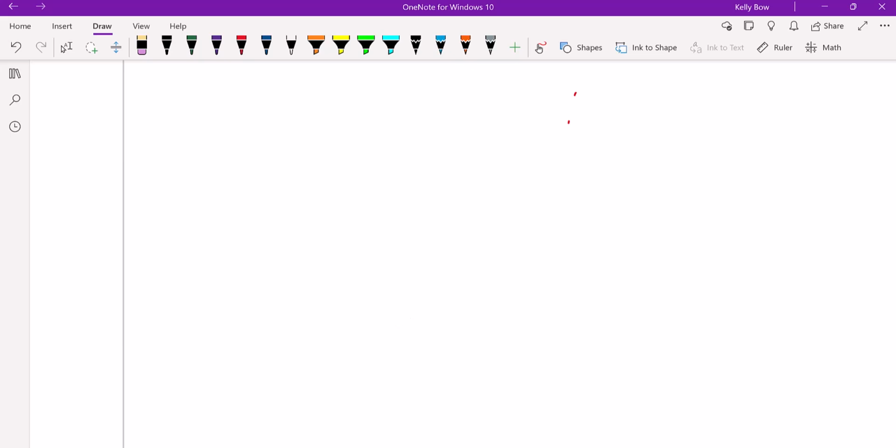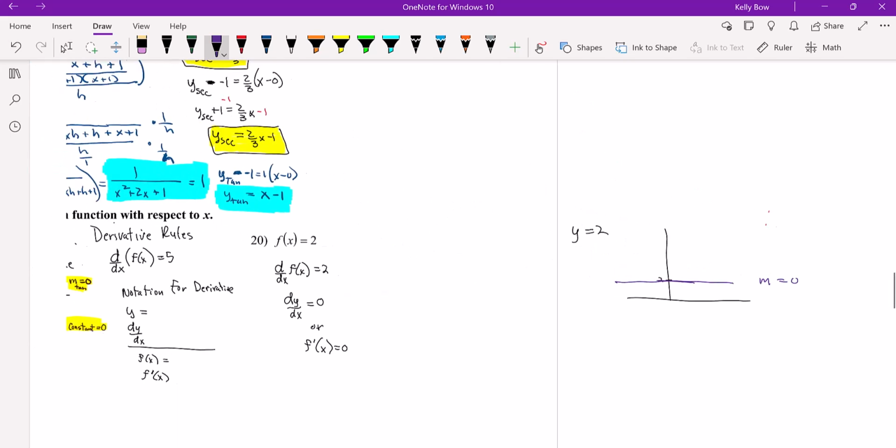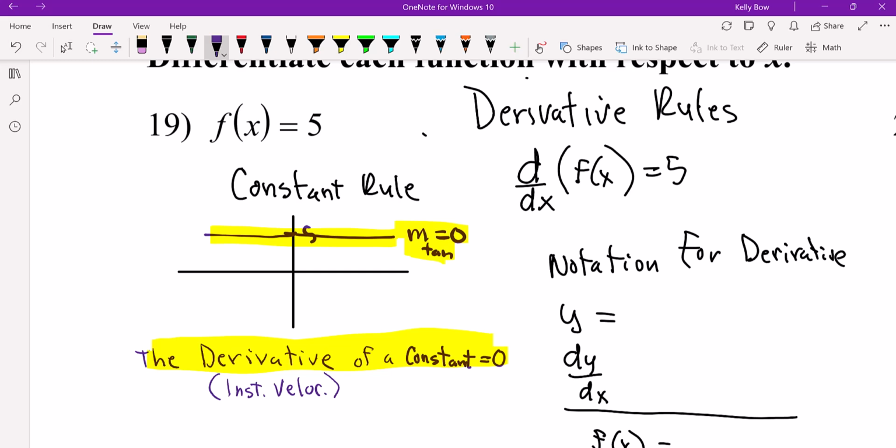Okay, so what happens when your function is y is equal to 2? Well, y is equal to 2 is a horizontal line. Well, the slope of a horizontal line is 0. So the derivative, the function that produces instantaneous velocity, so that's going to be rule number 1, the constant rule.